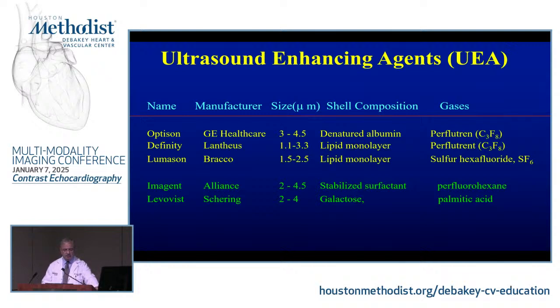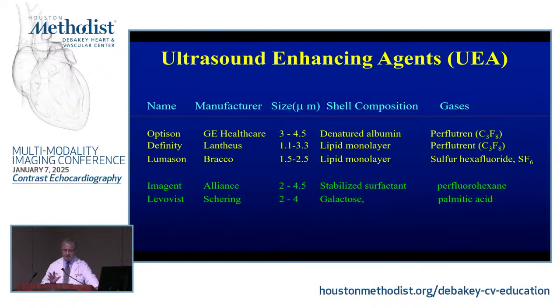You have to decide when to use them to enhance the image on the left side of the heart. So the difference about these, as opposed to agitated saline, is that they are tiny. You could see that the size is between 1.5 micron to about 3 or 4 micron. They're very small. They cross the pulmonary circulation.